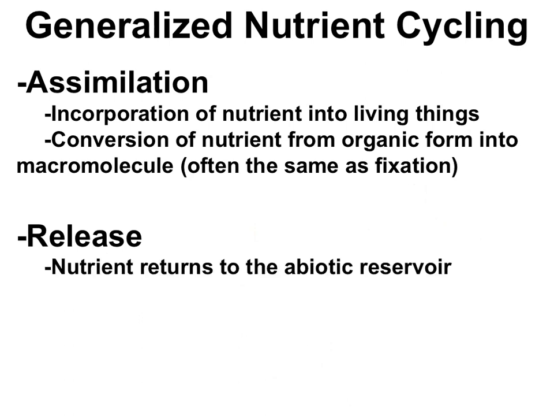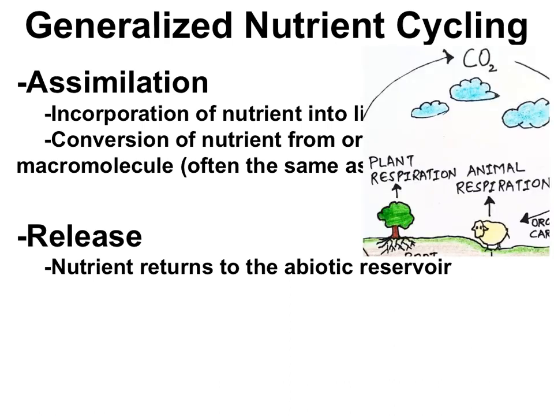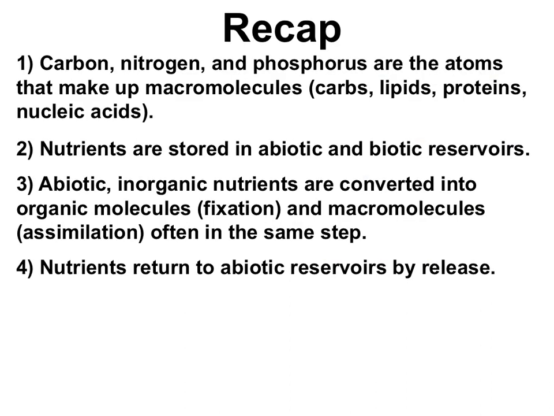Last of all is release. Release is when the nutrient is released from a living thing and returns back to its abiotic reservoir. For example, in the carbon cycle, producers and consumers both do cellular respiration. A product of cellular respiration is carbon dioxide, and plants and animals release the carbon dioxide back into the abiotic reservoir of the atmosphere. So let's recap.